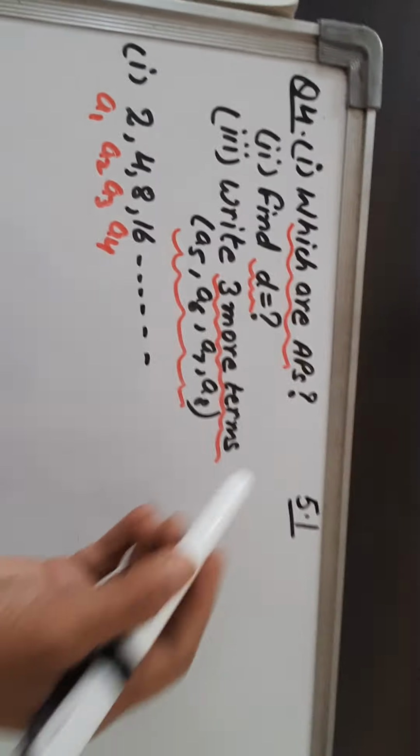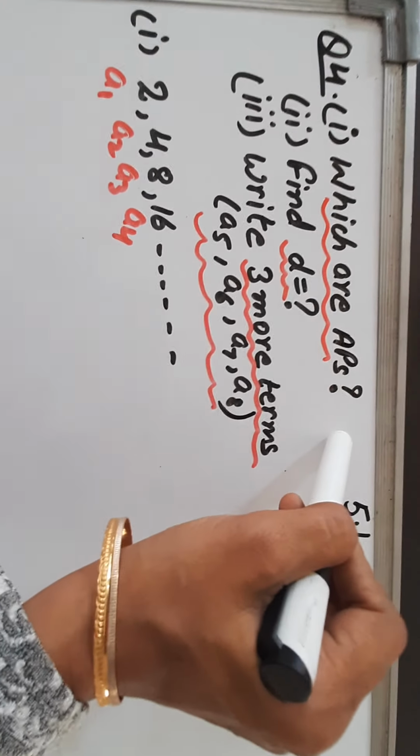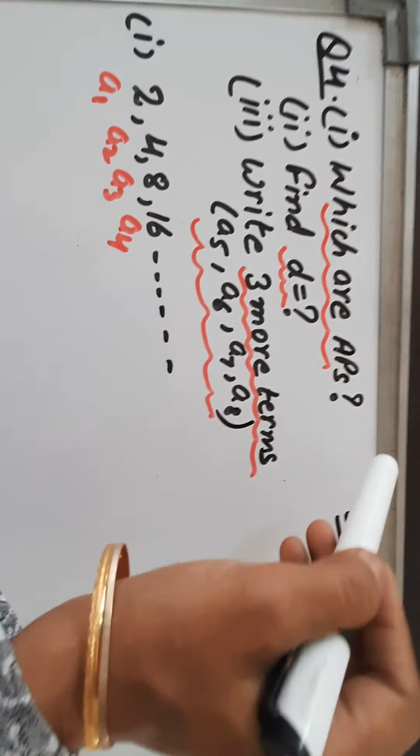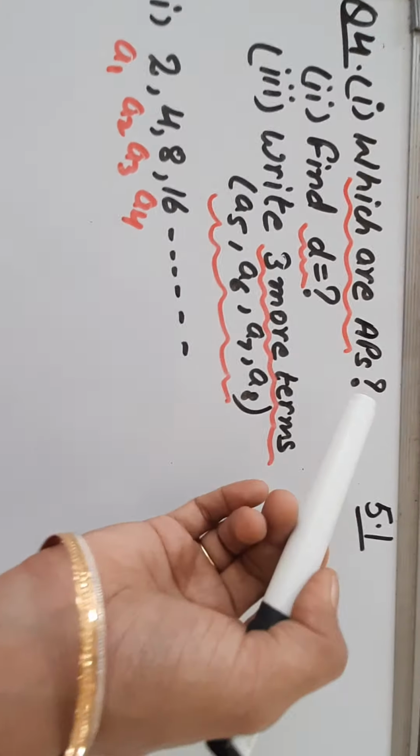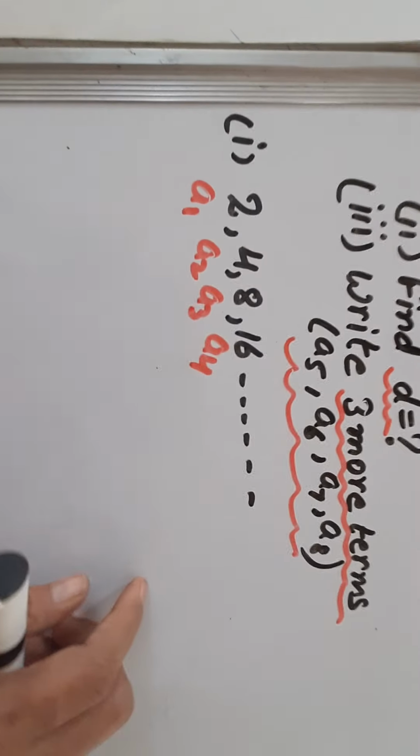So we have been asked three things. Which are APs, that we will check by common difference. If it is an AP, then find out the common difference, of course. Then write 3 more terms. Means in each of the parts 4 terms are given to us. So next to 4 terms will be, this is A1, A2, A3, A4. So we have to find the next 3 more.